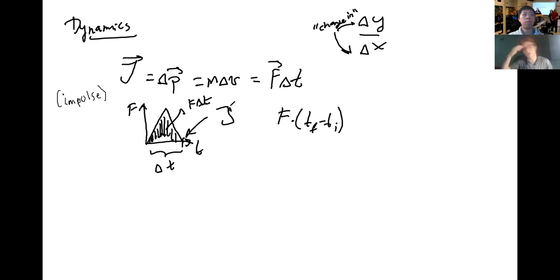So that's impulse. Impulse is a very basic thing in dynamics. There's not that much you can do with impulse, especially in F equals MA problems. You're usually going to see something a bit more complicated, but this is fundamentally our segue into dynamics. Alvin, do you have anything you want to add in terms of impulse?